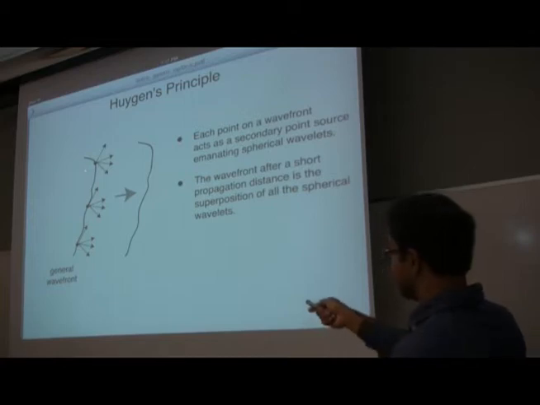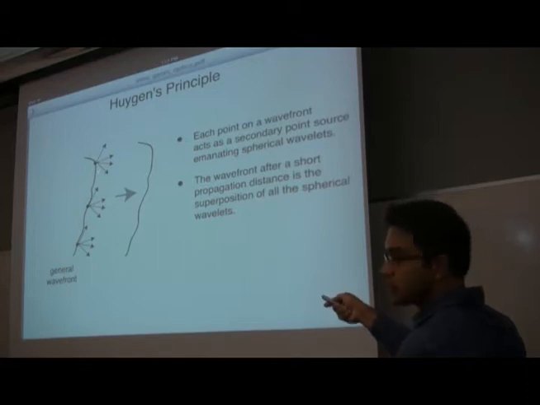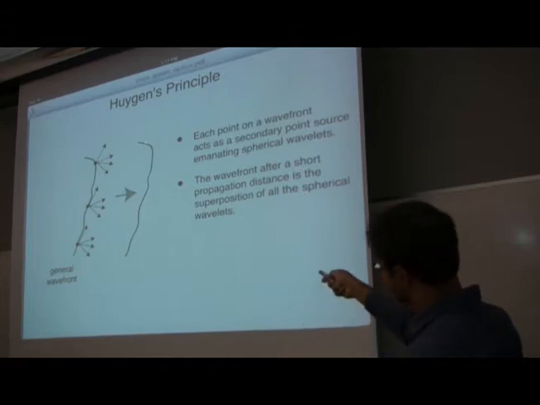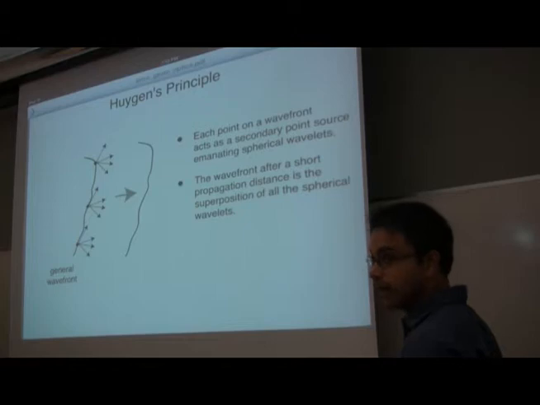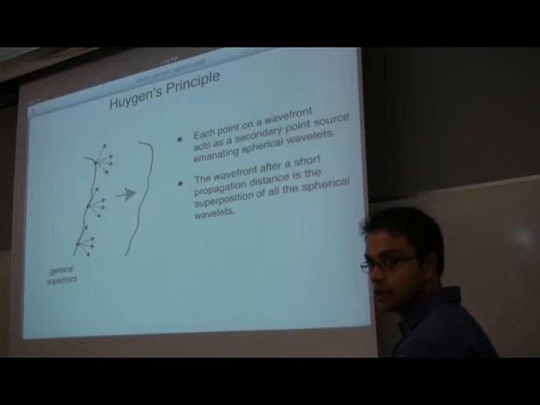But if you want to know what happens next, all you need to do is create a bunch of point sources and create spherical waves from them. Then look at the envelope of all those spherical wavefronts, and you can predict what the next wavefront will be. Of course, in practice, no one does this by hand, it's all done by computer. But what's important is you need to understand conceptually what that means. We'll see some ray tracing software examples later on.